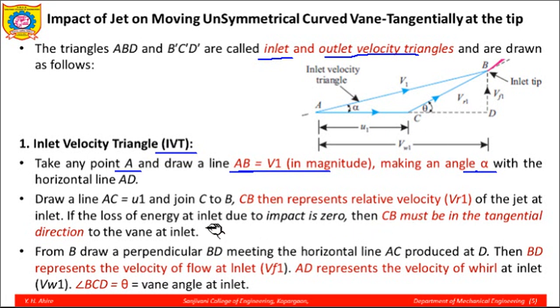If the loss of energy at inlet due to impact of the jet is negligible, that is zero, then CB must be tangential to the vane at inlet.